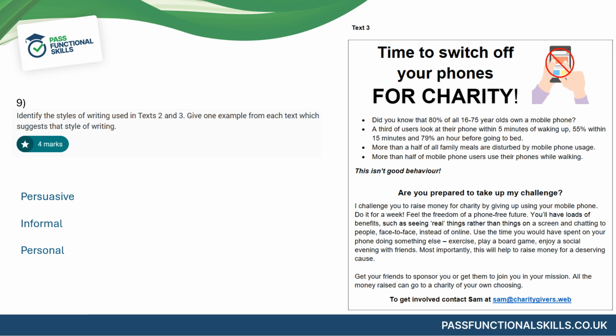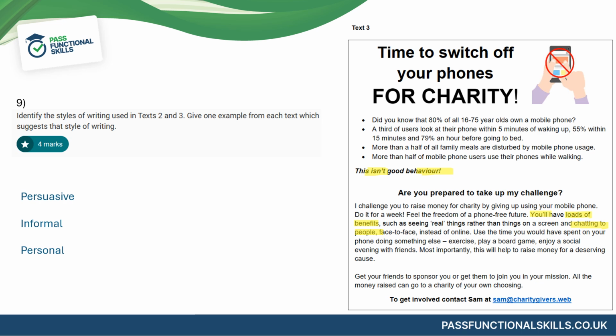We've got contractions throughout, so isn't, you'll. We've also got an exclamation mark here. This isn't good behaviour. Generally just casual phrasing throughout as well, such as loads of benefits, and also chatting to people face to face. So definitely very informal as well as persuasive.